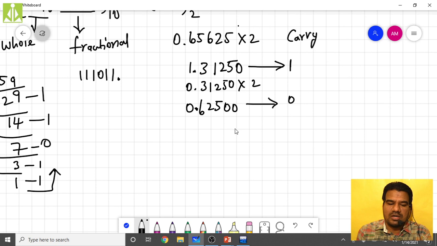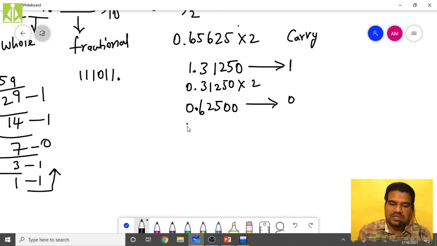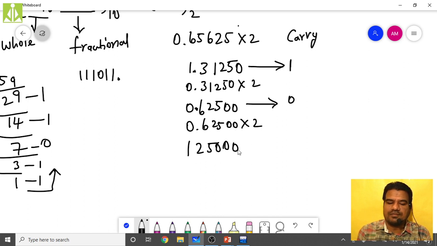Simply put 0 over here because we didn't get any carry. As you're not taking any carry, again the number will become the same, 0.62500, multiplied with 2 once again. So again 200, 200, 2 5's 10, 0 here, carry 1, 2 2's 4 plus 1 is 5, 2 6's 12. Then after 5 digits put the decimal. So now here we got the carry. So write down that carry. 1 you will get.